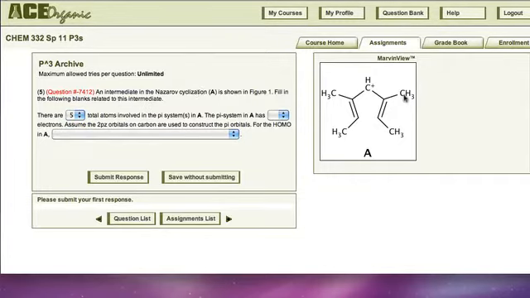How many electrons are here? Well, there are 2 double bonds. That's 2 each from the double bonds, and the positive charge doesn't contribute any electrons to the pi system. So there are 4 pi electrons in A.